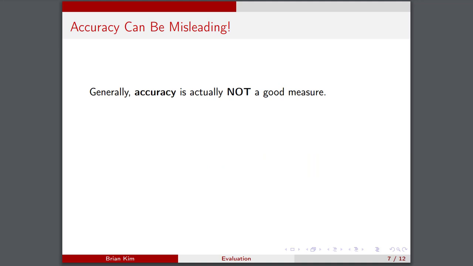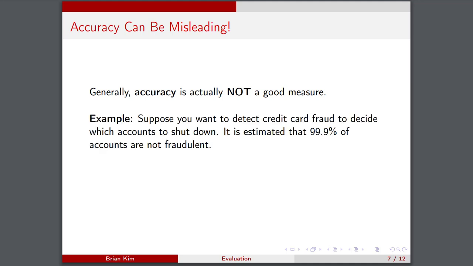One thing to note, though, is that accuracy is actually not a very good measure. You might think that it's a basic measure that makes sense, but a lot of times accuracy is actually very bad. To give an example, let's consider this. Suppose you want to detect credit card fraud to decide which accounts to shut down. It is estimated that 99.9% of accounts are not fraudulent, right? So the vast majority of accounts are legit, but there are some very rare cases of fraud happening. We want to be able to detect those cases of fraud.